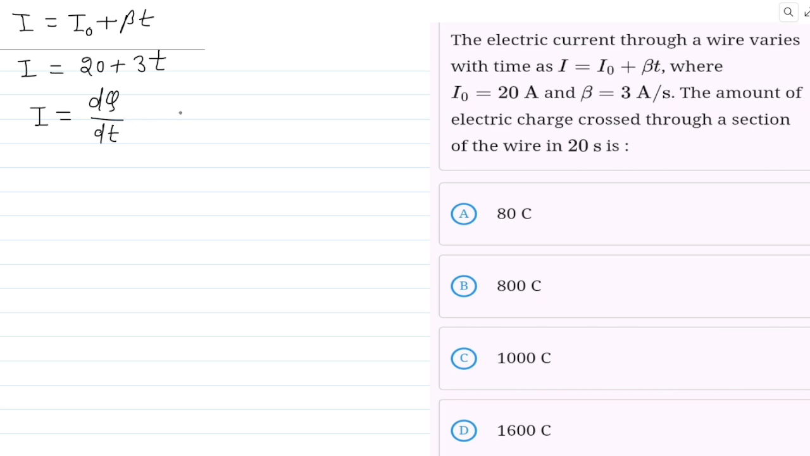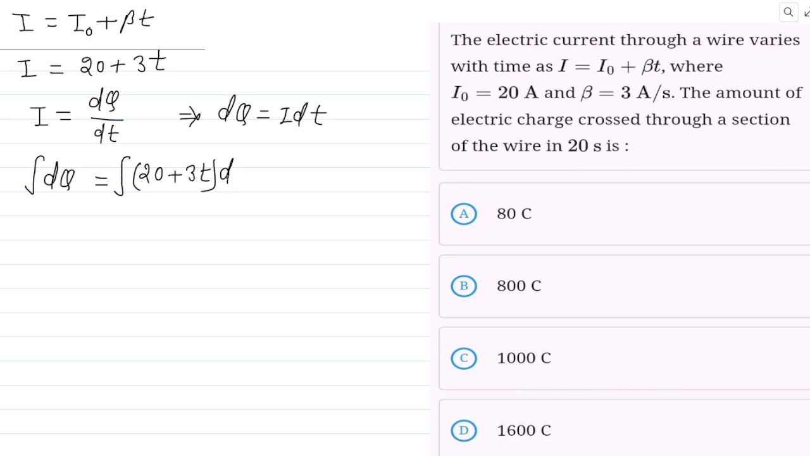Here we want to calculate the value of charge, so we write dq is equal to I dt. Now the equation of electric current is given, so on integrating both sides, we calculate the amount of charge. Integration of dq is equal to integration of I dt, where I is 20 plus 3t.